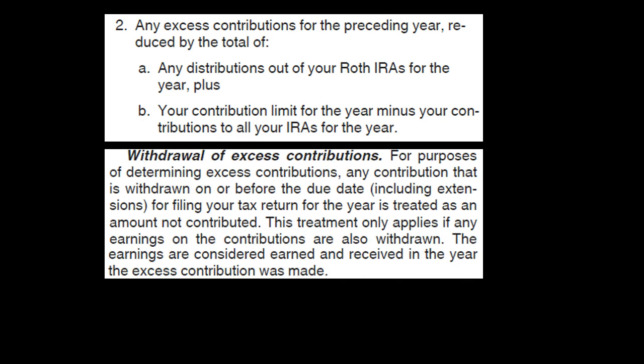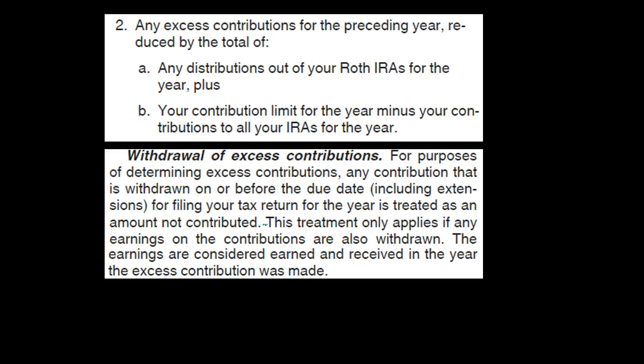For purposes of determining excess contributions, any contribution that is withdrawn on or before the due date, excluding extensions, for filing your tax return for the year is treated as an amount not contributed. So here's the scenario. We put the max in, possibly 5,500, and we couldn't put that much in. We could only put 5,000 in. We put 500 too much in because we were restricted due to our AGI limitation, let's say.